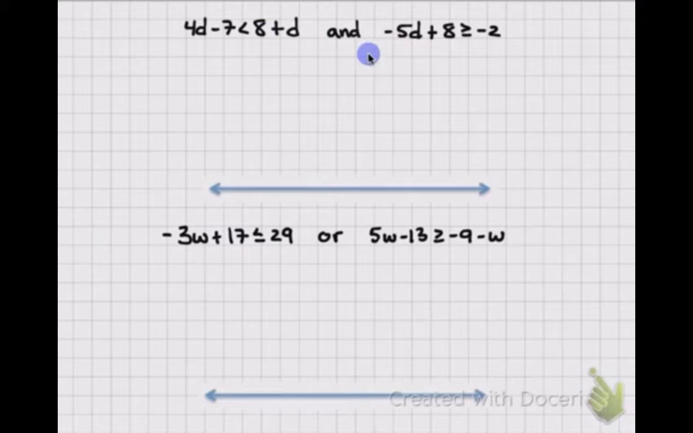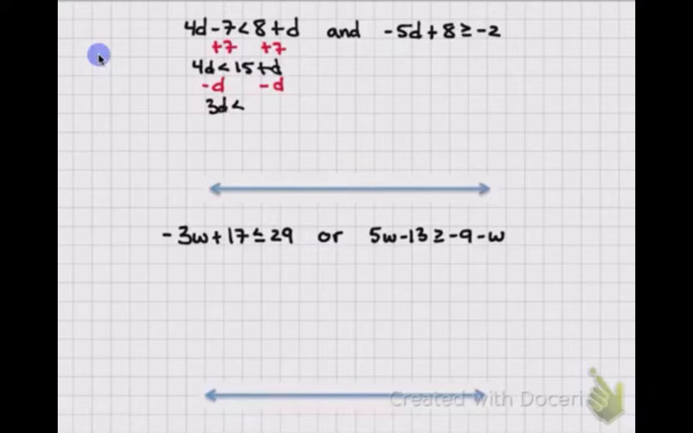First things first, let's solve this guy on its own, and let's solve this guy on its own. So starting with 4d minus 7 is less than 8 plus d. The first thing I do is probably add 7 to both sides. We end up with 4d is less than 15 plus d. Let's go ahead and subtract d from both sides. We end up with 3d is less than 15. We'll divide by 3, and we end up with d is less than 5. Let's just leave that on its own for right now.